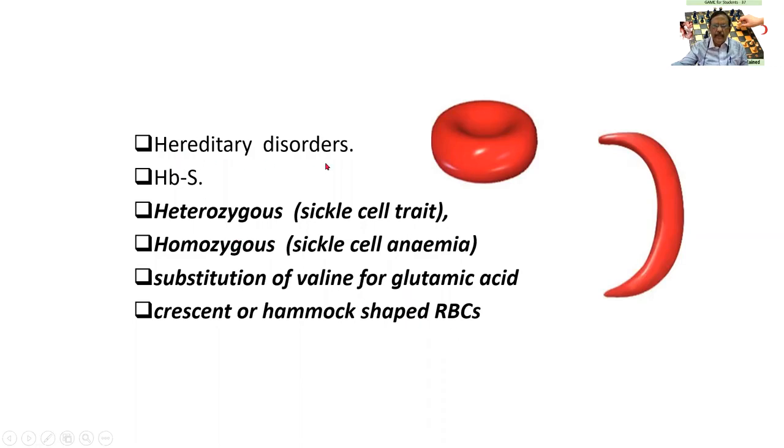You will have to look into the hereditary hemoglobin disorders, the formation of hemoglobin S, and what are the different conditions such as sickle cell trait, sickle cell anemia, and what is the ultimate basis of a sickle cell anemia. And these cells are hammock shaped. Hammock is a knife that is used for harvesting the crop. So some of the communist parties also have got this kind of a symbol. And this is a normal RBC for contrast.